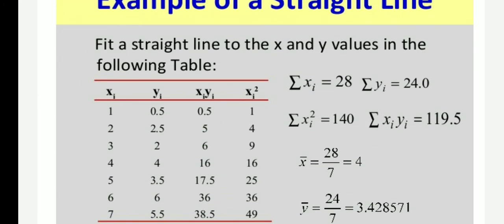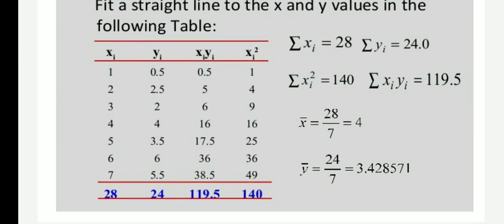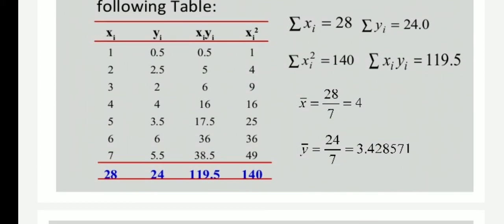For the straight line fitting, the x and y values are given below. So take the x squared values, the sum of xi squared, sum of yi, and sum of the product of x and y. The values are calculated here. Sum of xi is 28, sum of yi is 24, sum of xi squared equal to 140, and sum of xi yi equal to 119.5. x bar, the average of the x values, equals 28 divided by 7 equal to 4. y bar, the average of y, equals 24 divided by 7 equal to 3.43.